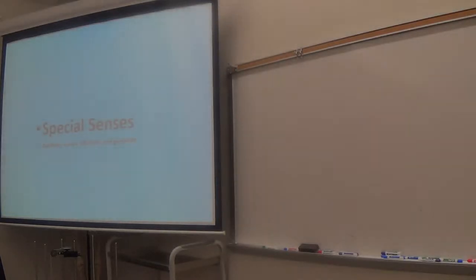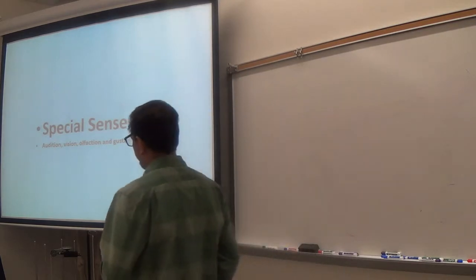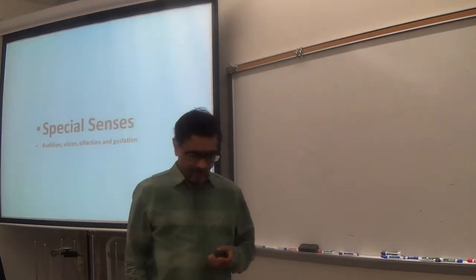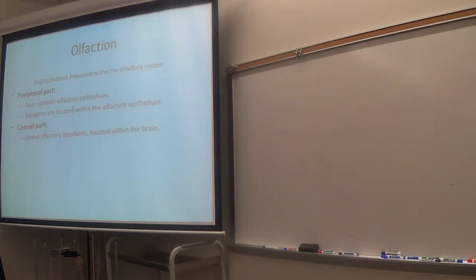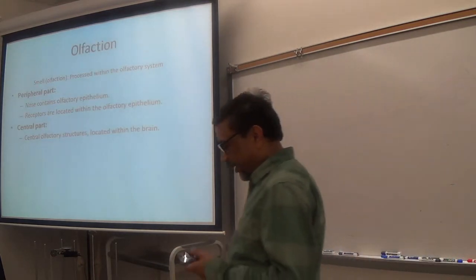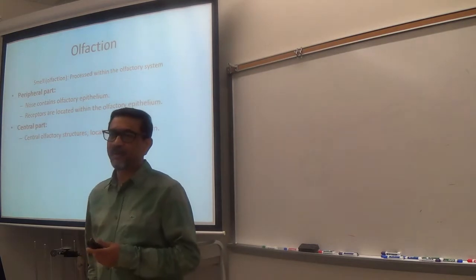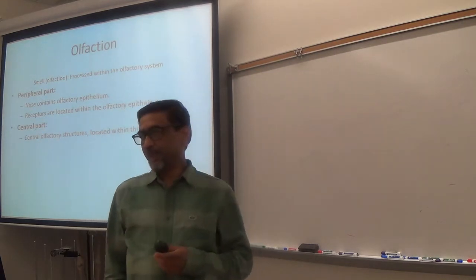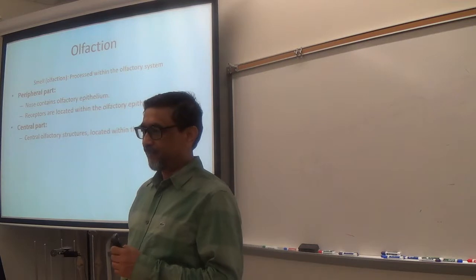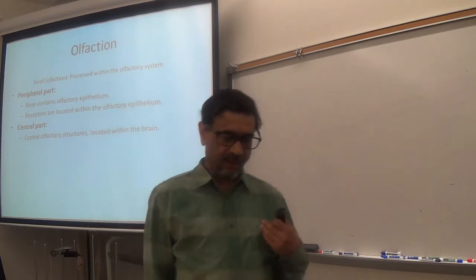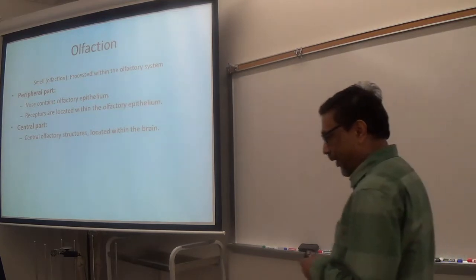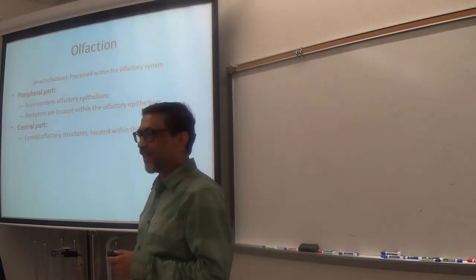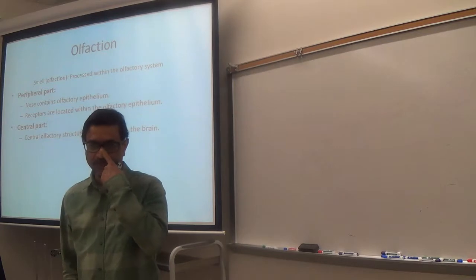So now let's talk about other special senses: olfaction, gustation, and audition. First, let's talk about olfaction. As I mentioned, all sensory systems have two parts, a peripheral part and a central part. For olfaction, the peripheral part is the nose, right? Smell. Peripheral organ is what?